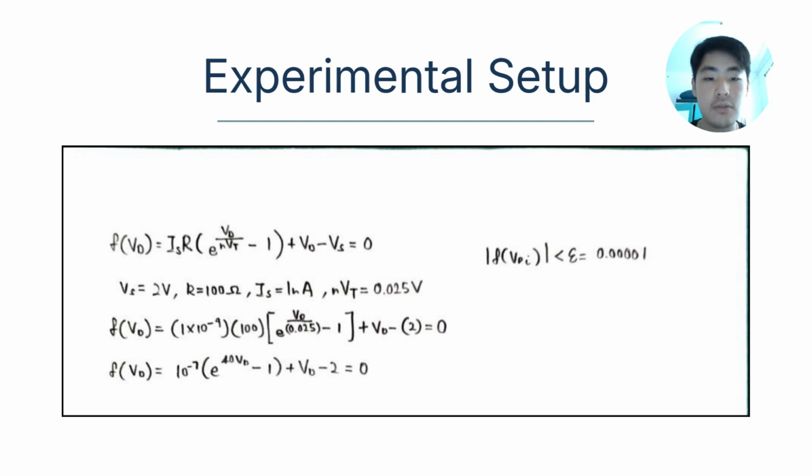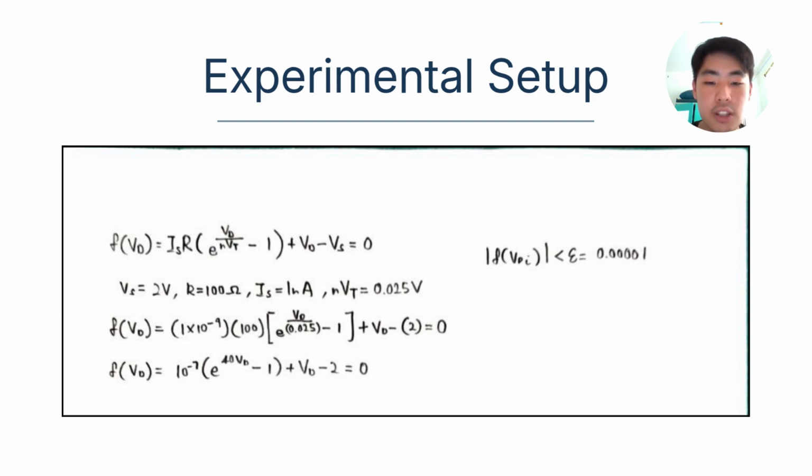My name is Qin Jingsun. I will continue to present the experimental setup and also explain our manual calculation. From the question, we can get a general equation as shown below, and after we substitute our parameters, we get a final equation for doing the iteration method.